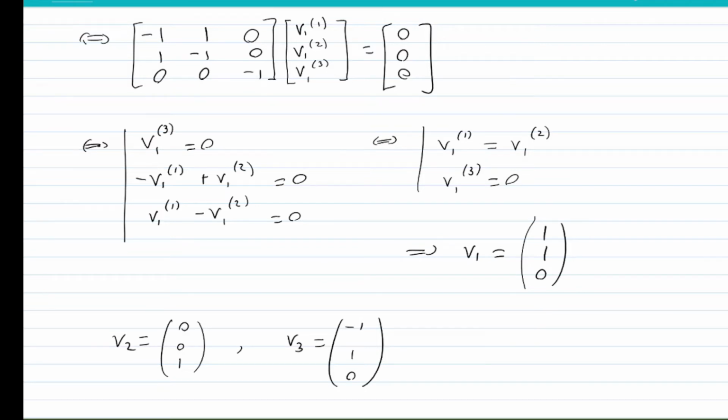Now, all these eigenvalues are different, so from the theorem we saw a little earlier, we know that all these eigenvectors are orthogonal. You can check this very quickly. For example, if you take V1 dot V2, V1 was 1, 1, 0 dot V2, which was 0, 0, 1. You can easily see that 1 times 0 plus 1 times 0 plus 0 times 1 is equal to 0.